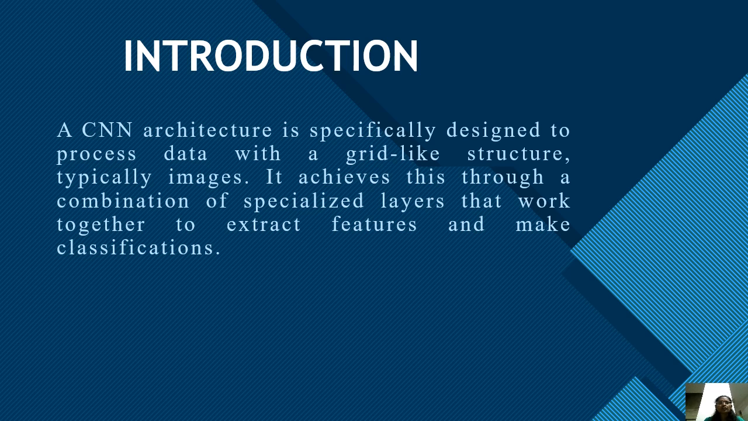Convolutional neural network architecture is specifically designed to process data with grid-like structures, typically images. It achieves this through a combination of special layers that work together to extract the main features and make classifications.